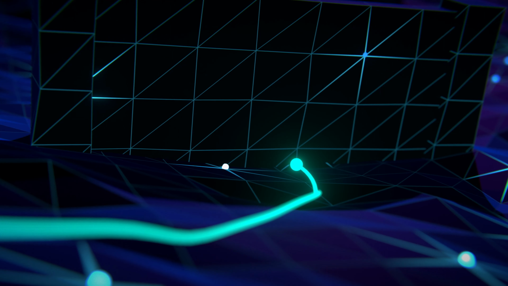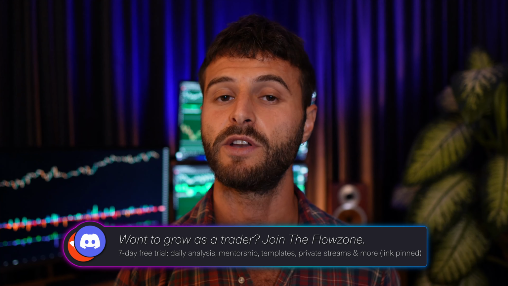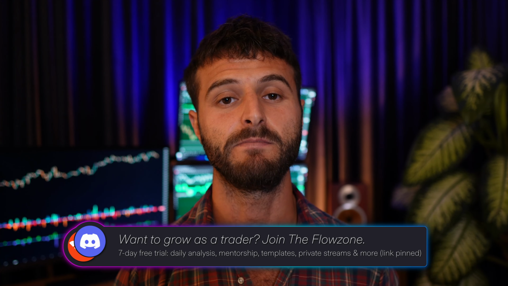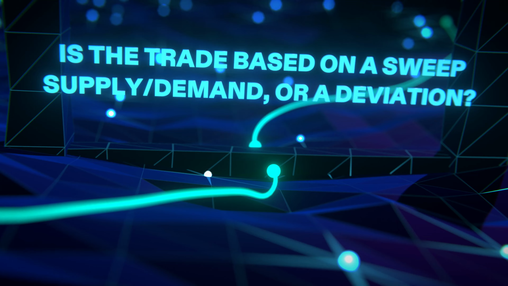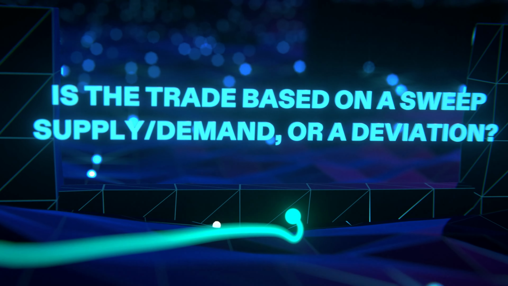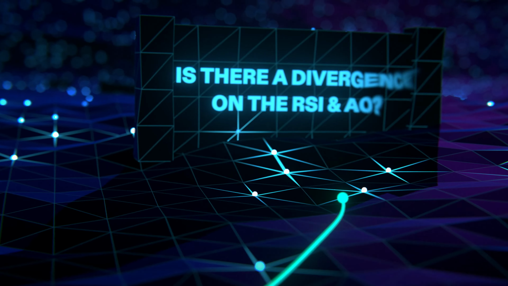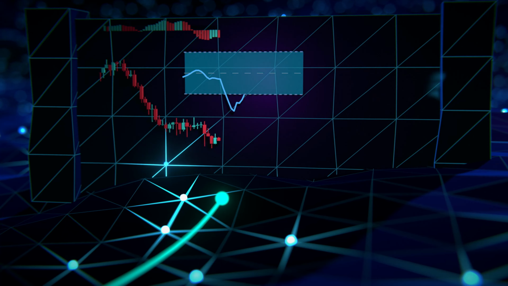The first gate or question I ask myself is: is this trade based on a sweep, supply or demand, or a deviation? These are the areas in the chart at which I want to be operating in and doing business in. So I have to make sure I'm doing so, I'm staying in check and not just taking a trade outside of these criteria, just because it feels right. Next, I need a divergence to form across the RSI and the awesome oscillator. So I simply ask myself, is there a divergence present on the RSI and the AO?